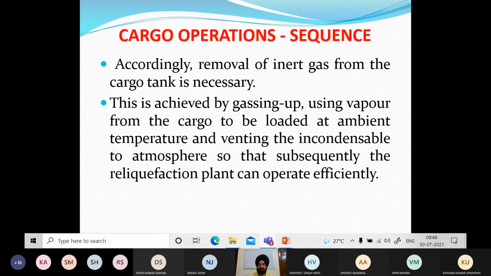Now what did we do? Like in inerting, we put the IG, isn't it, into the tank, and what does the IG do? The atmosphere inside, the normal air inside, which has 21% oxygen, it pushes it out, isn't it? And slowly you find all the air is displaced by the IG which we are injecting into the cargo tanks.